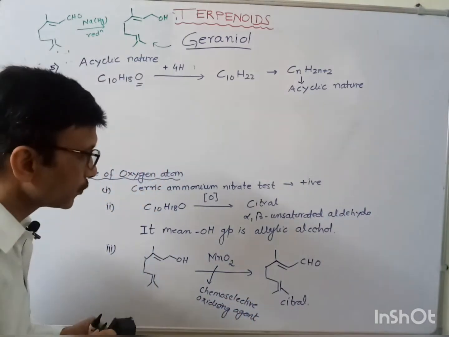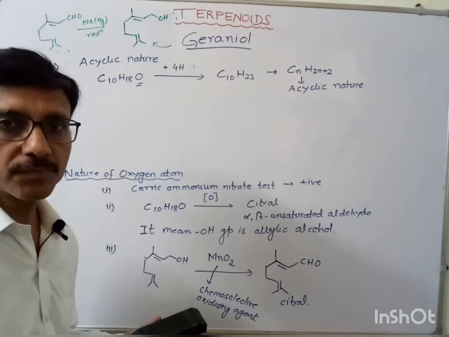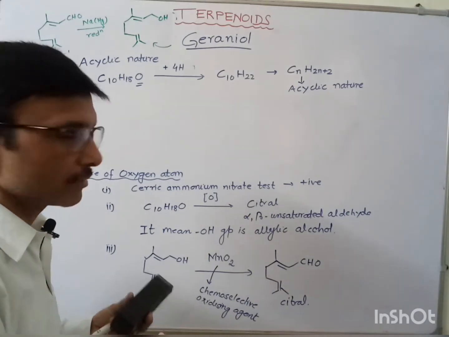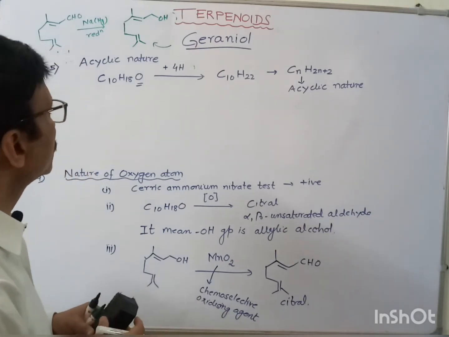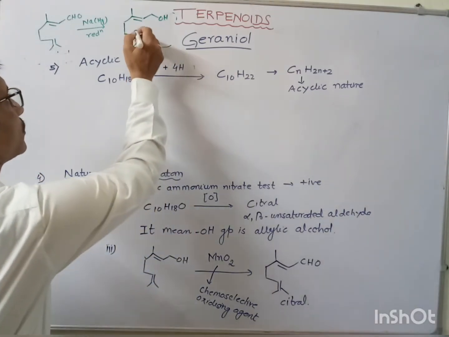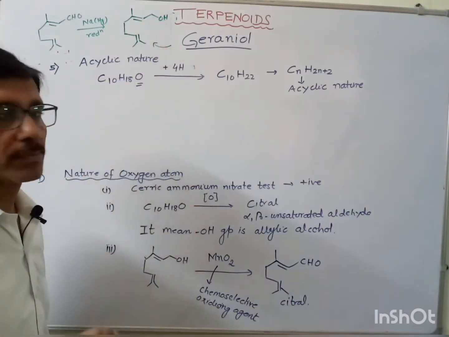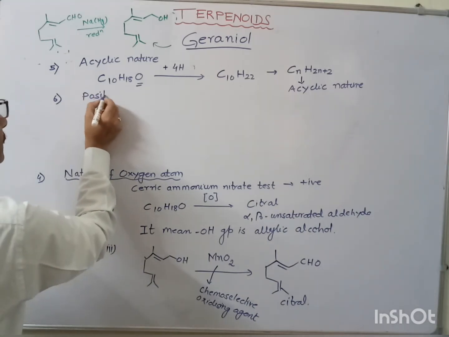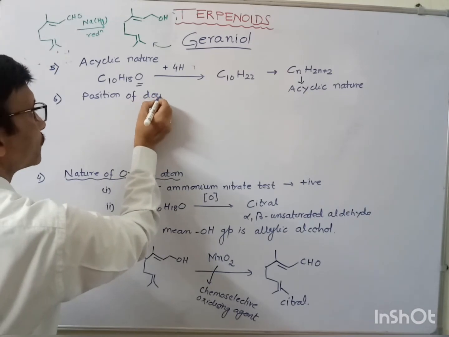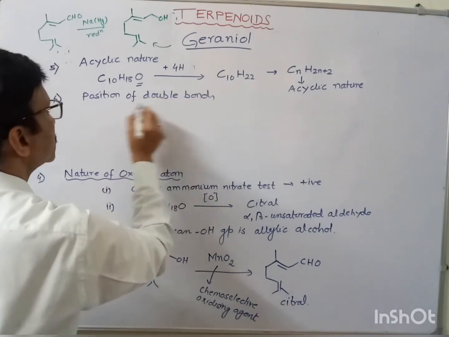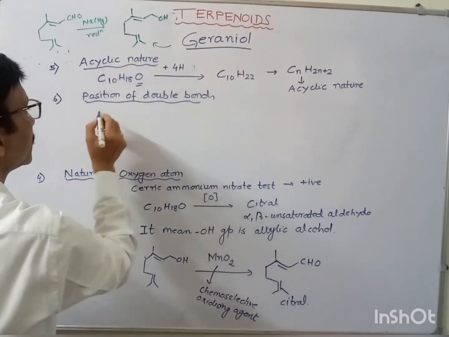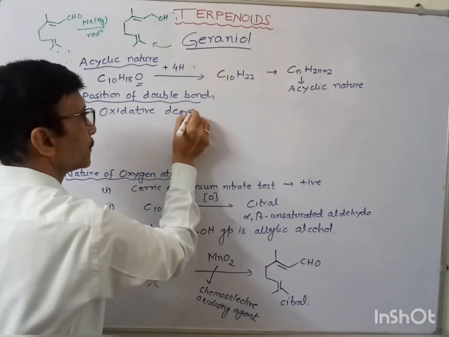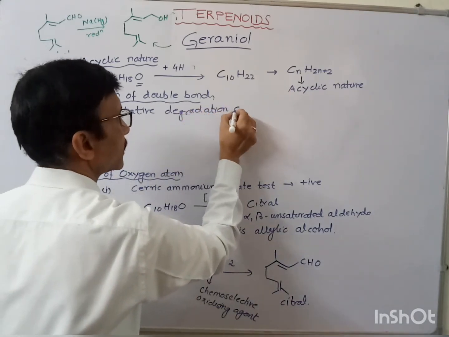So what we have proved up to now is the presence of 2 double bonds, and the nature of the oxygen atom, which is an allylic OH group, and third, the acyclic nature. Now, as these 2 double bonds are present, we have to prove the position of these 2 double bonds. We know that the position of double bonds can be proved by oxidative degradation analysis. So let's do the oxidative degradation analysis.